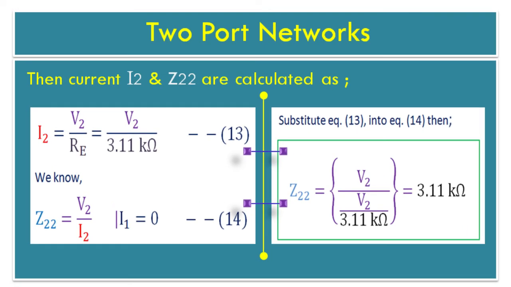Then current I2 and Z22 calculated as current I2 is equal to V2 upon total resistance, is equal to V2 upon 3.11 kilo ohm, which is given by equation 13. We know open circuit impedance parameter Z22 is equal to V2 upon I2, which is given by equation 14. Now substitute equation 13 into equation 14, then Z22 is equal to V2 upon V2 divided by 3.11 kilo ohm. After calculation, we get Z22 is equal to 3.11 kilo ohm.